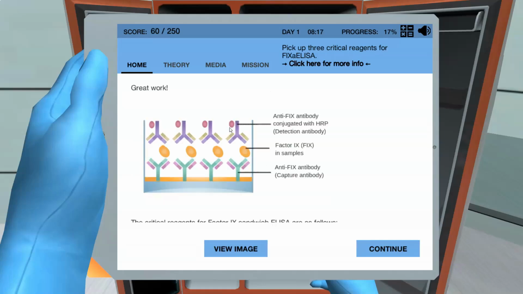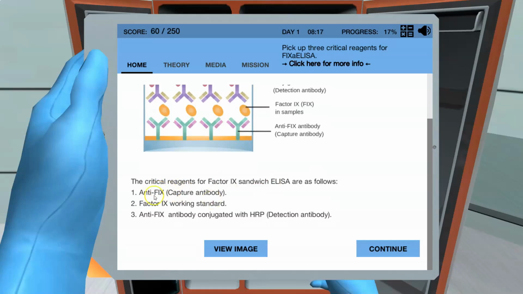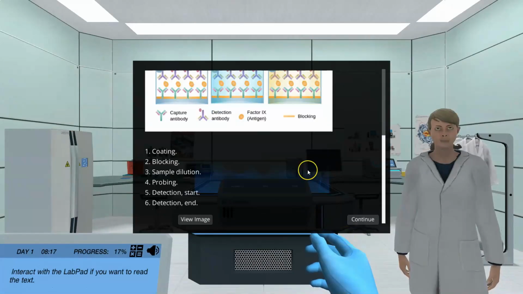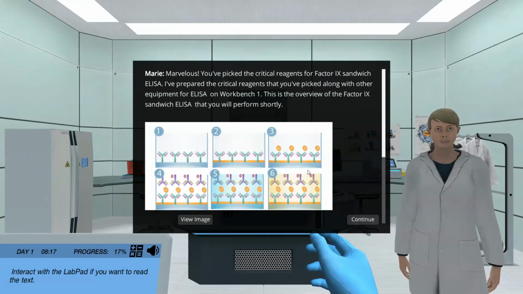Great work. The critical reagents for factor IX Sandwich ELISA are as follows: 1. Anti-factor IX. 2. Factor IX working standard. 3. Anti-factor IX antibody conjugated with HRP. Marvelous. You've picked the critical reagents for factor IX Sandwich ELISA. I've prepared the critical reagents that you've picked along with other equipment for ELISA on Workbench 1. This is the overview of the factor IX Sandwich ELISA that you will perform shortly.